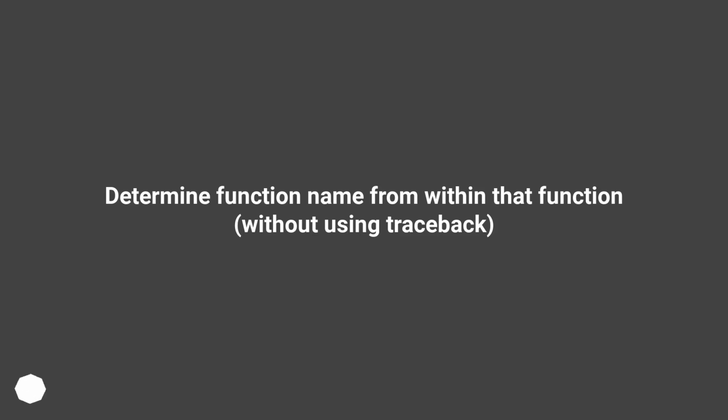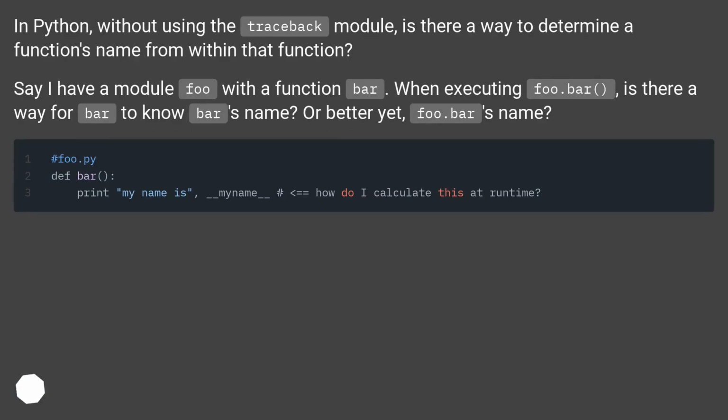Determine function name from within that function, without using traceback. In Python, without using the traceback module, is there a way to determine a function's name from within that function? Say I have a module foo with a function bar. When executing foo.bar, is there a way for bar to know bar's name? Or better yet, foo.bar's name?